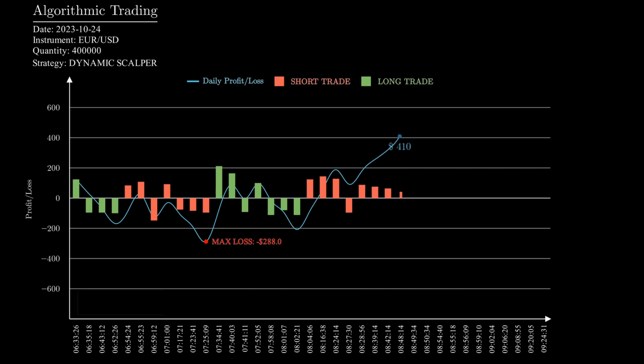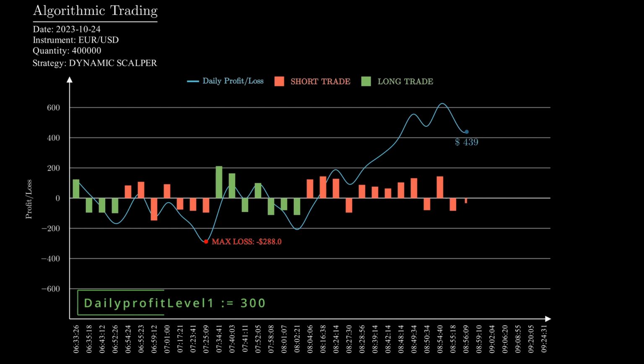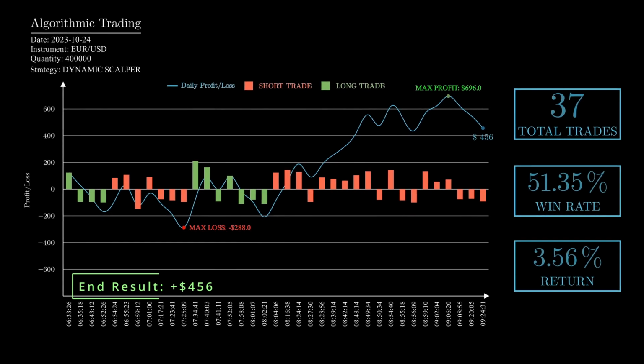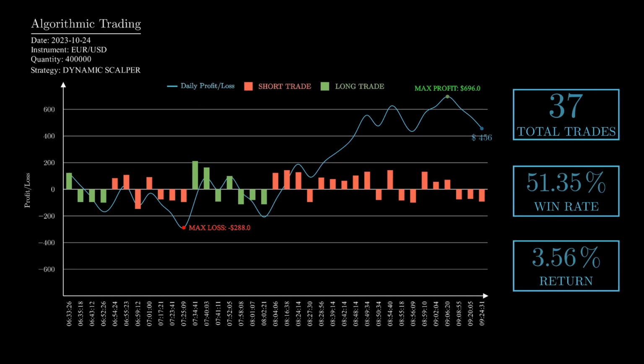The daily profit was set at $300, aiming to keep 70% of that profit, so when the daily P&L dipped from the high of $696, the algorithm secured a profit of $456 and stopped running. Out of 37 trades, 51% were successful. Given the buying power was around $11,000, the $456 profit represents a 3.5% return. Remember, these results are not typical and vary based on how you set up the dynamic scalper.